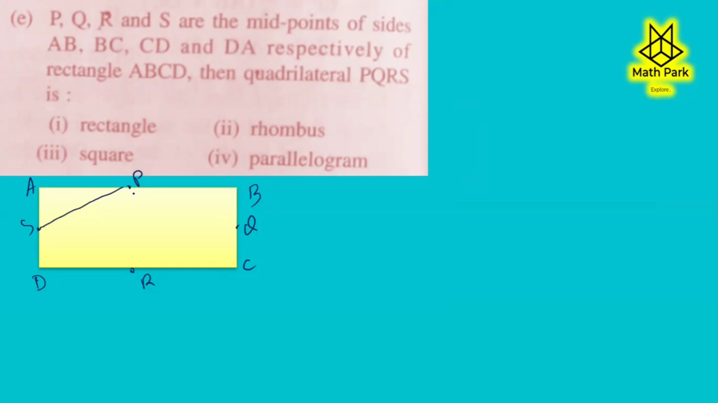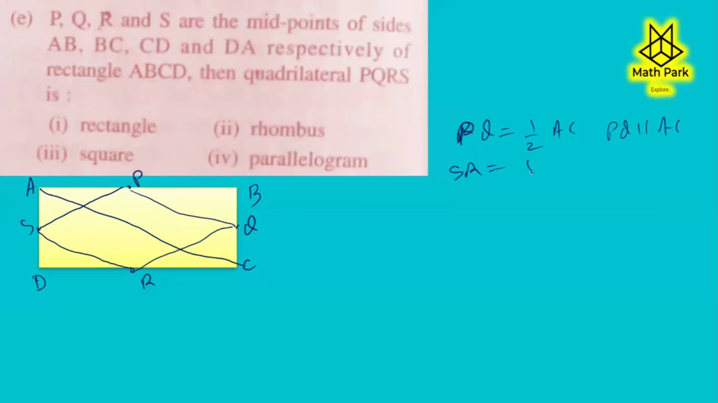First of all, PQRS will always be a parallelogram. If I take the diagonal AC, by midpoint theorem for triangle ABC, we have PQ is equal to half AC and PQ is parallel to AC. Same way we have SR is equal to half AC and SR is parallel to AC. Since one pair of opposite sides is parallel and equal, PQRS becomes a parallelogram.